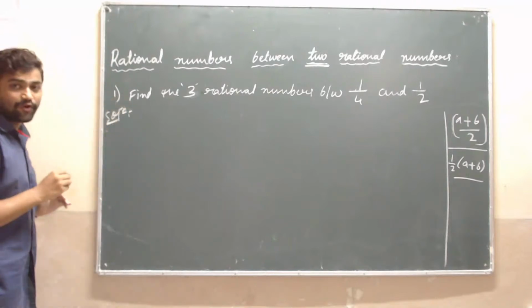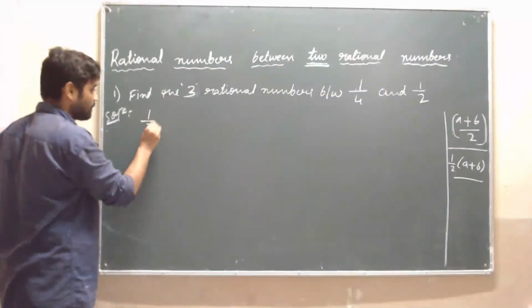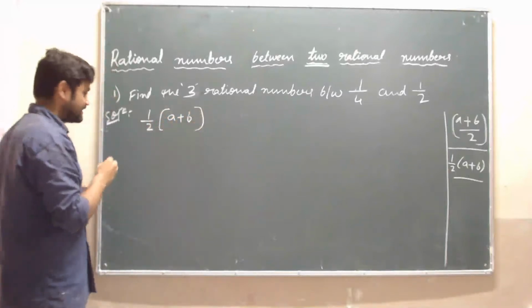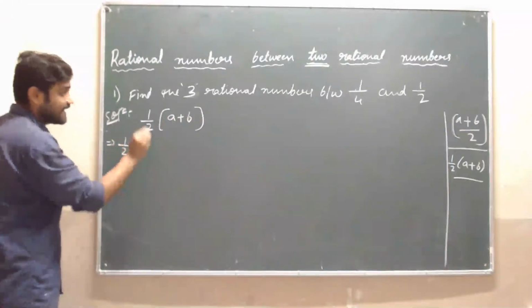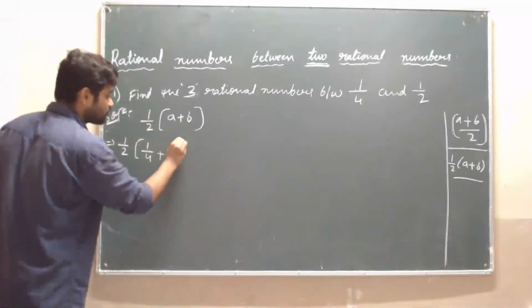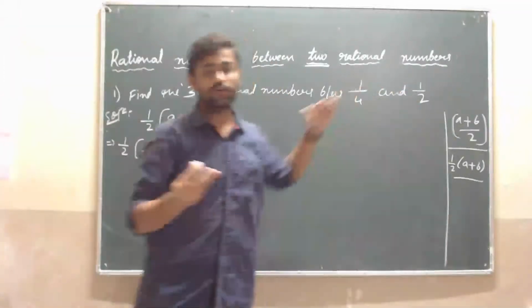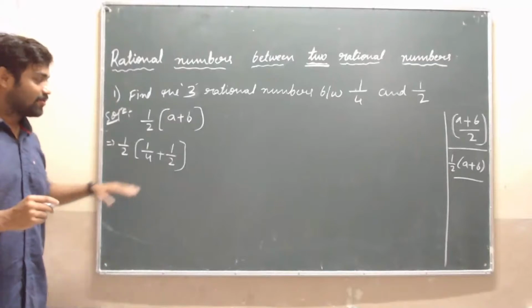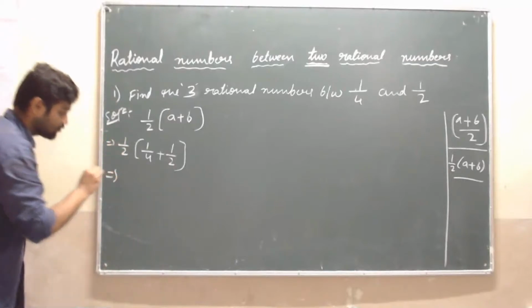We have the mean formula, that is 1 by 2 times (a plus b). Is it? Yes. 1 by 2 as usual, that is a value is 1 by 4 plus b value is 1 by 2, because in the question they have given that a is equal to 1 by 4 and b is equal to 1 by 2. Okay, this step is clear. Then move to the next step. What do we have to do?